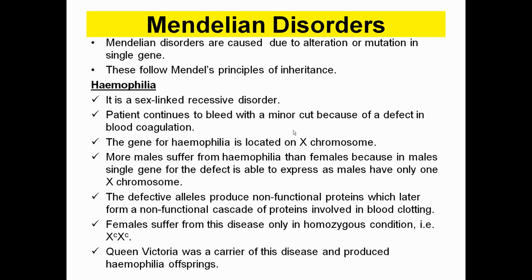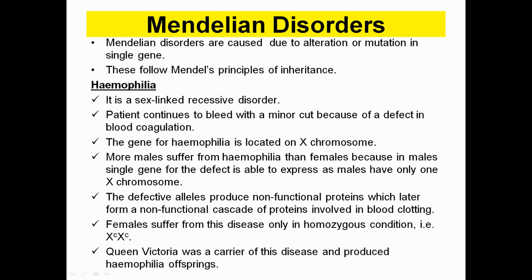As I have told you, it is a recessive kind of disease, and females will have this disorder expressed only when both of the chromosomes are affected. It means that both of the parents are providing affected gametes. In this case, the survival ratio of the female is very low. The defective alleles produce non-functional protein, which later forms a non-functional cascade of proteins involved in blood coagulation.